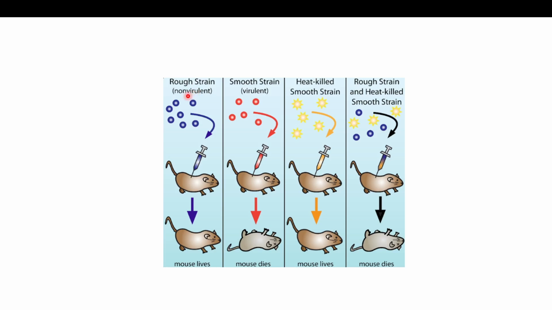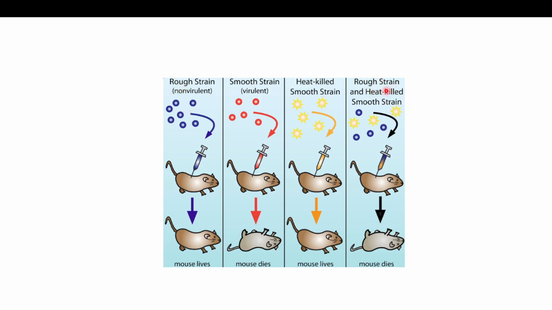In the case of the non-virulent strain, which is the rough strain, when it was introduced into the mouse, the mouse lived happily. But when the virulent strain was introduced, it died. Then they tried to kill the virulent strain. They heat-killed the cultured cells, injected that sample into the mouse, and found that the mouse was still living. Smooth strain is also known as S strain and rough strain as R strain.